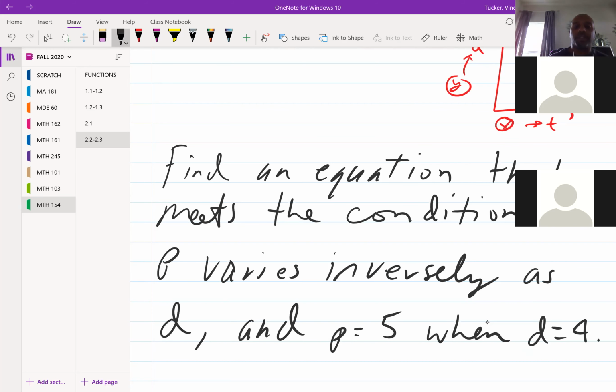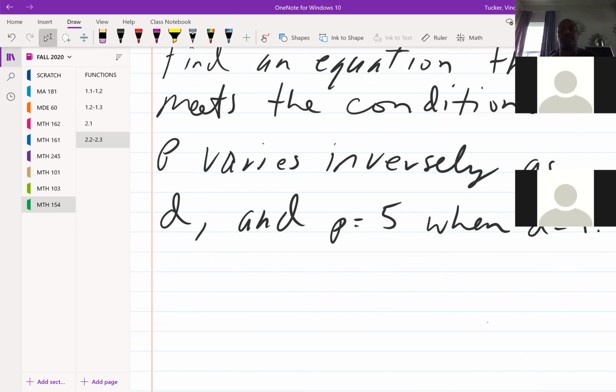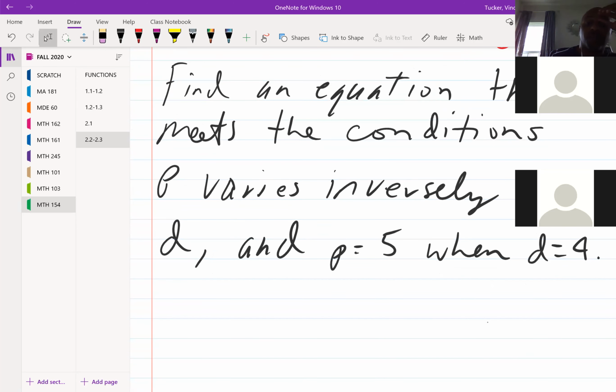All right, so find an equation that meets the conditions. P varies inversely as D, and P is 5 when D is equal to 4. Okay, so we know inversely is our keyword here, varies inversely. P varies inversely as D.